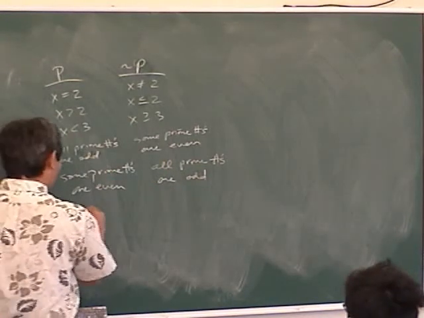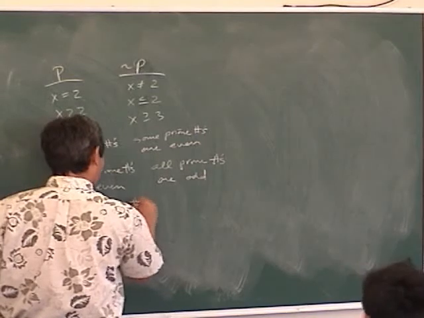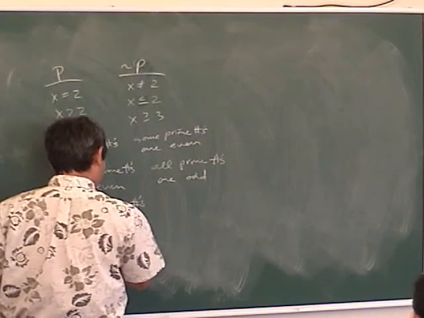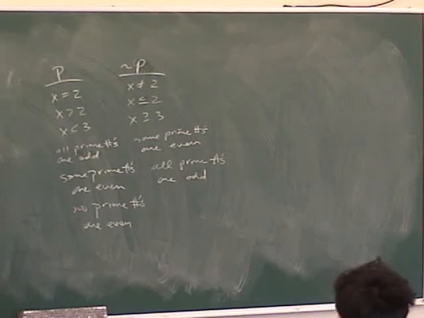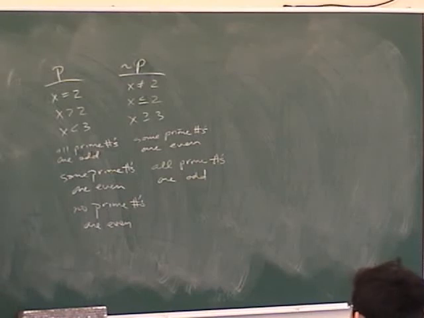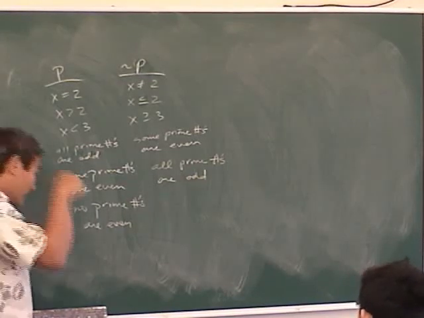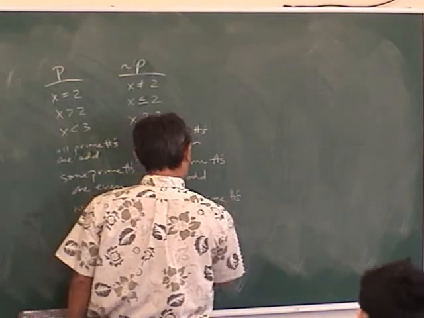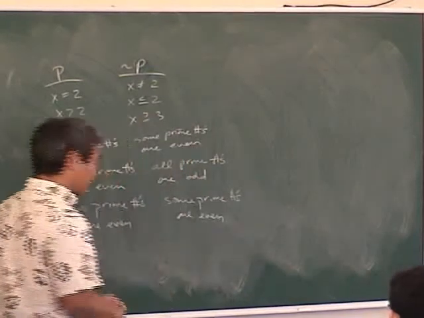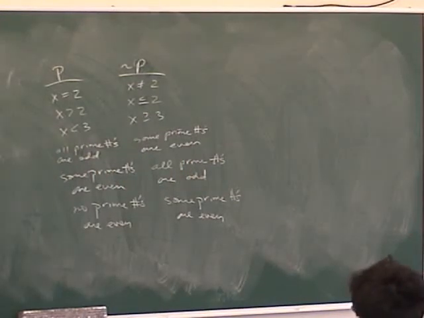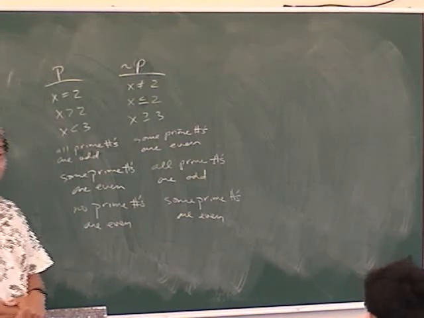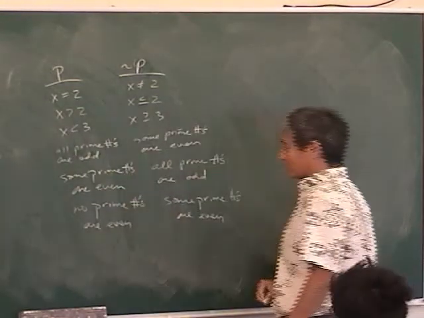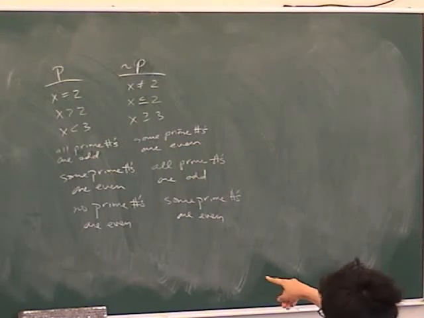Okay, what about this? No prime numbers are even. If somebody said no prime numbers are even, what would it take to prove that person wrong? Some prime numbers are even. It's just some prime numbers are even. Okay, so you think you're good, yeah? Wait, so no prime numbers are even is the exact same statement as all prime numbers are odd.